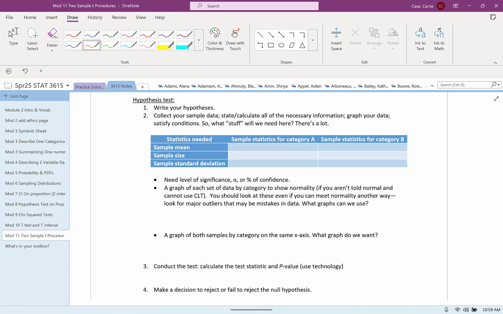So we write our hypotheses, and the null hypothesis is going to be that mu1 equals mu2, or you can write it as the subtraction statement, mu1 minus mu2 is equal to almost always 0, but could be a different number. We collect our sample data and we state or calculate all necessary information, and we graph our data to satisfy our conditions. So what stuff are we going to need here? There's a lot, you guys.